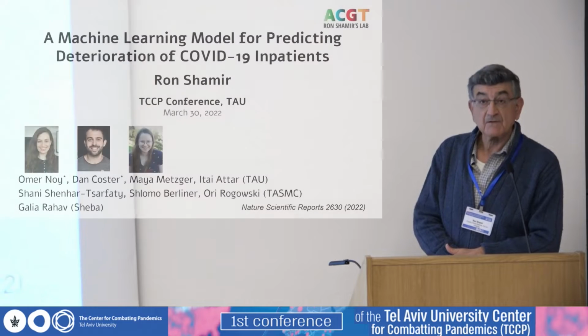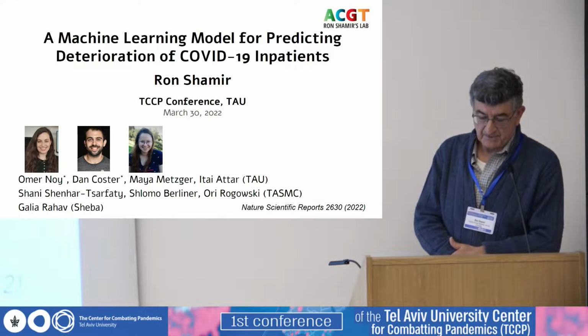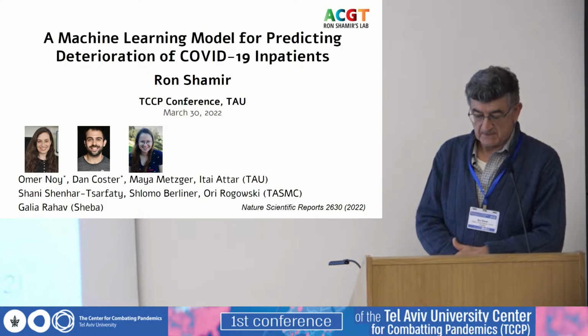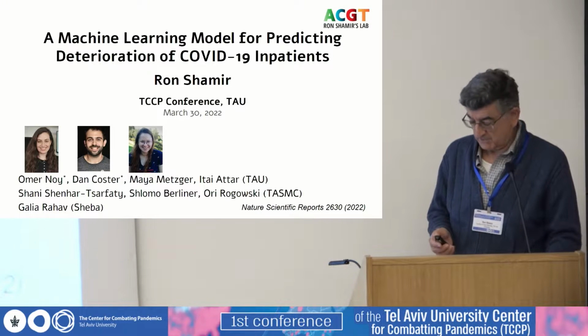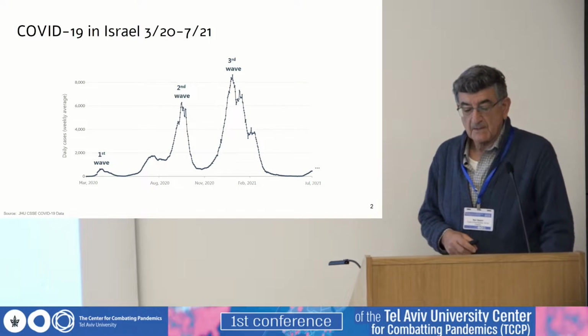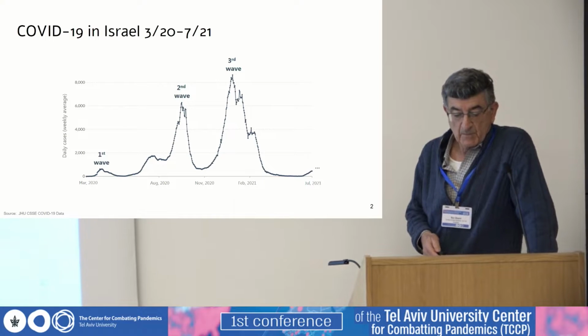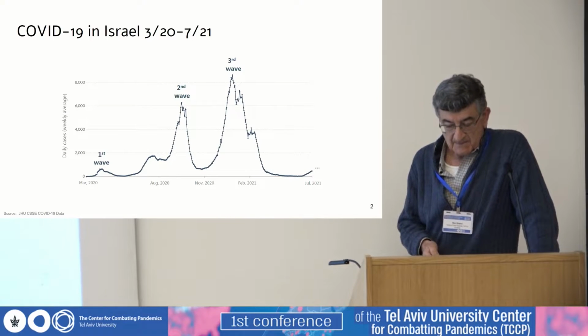I'm going to talk about work led by Omer Noy, who is here, and Dan Koster from my group, together with Maya and Itai from Tel Aviv. This is a collaboration with clinicians, Shani Shenhar, Shlomo Berliner, Onor Rigovsky at Ichilov, and Galia Rahav at Shiba. So we focused on the first three waves of the pandemic.